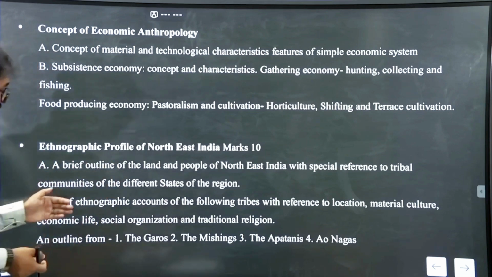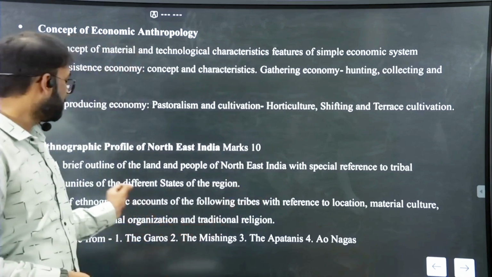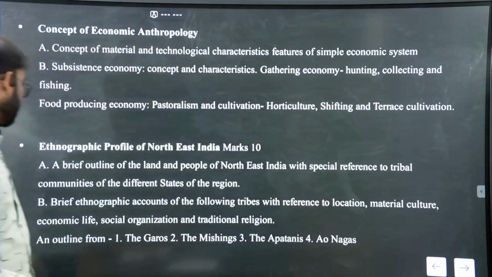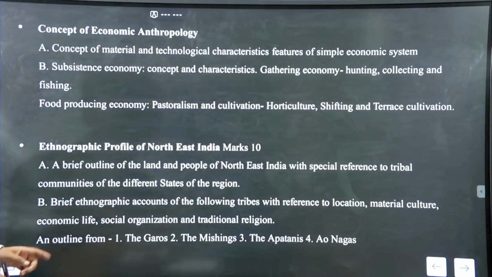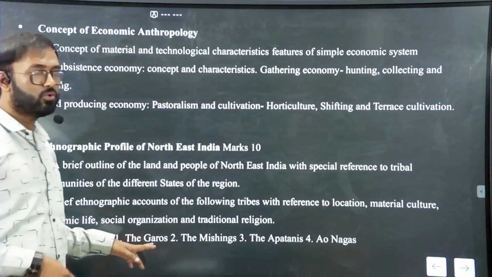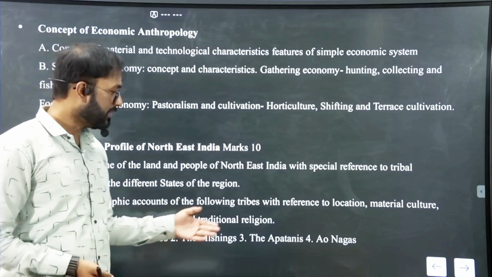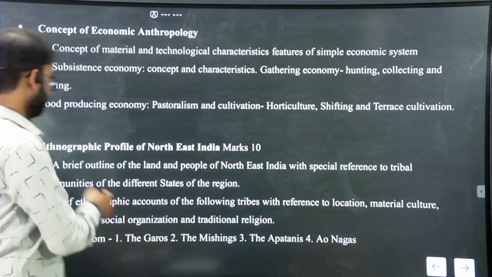And then the second one, brief ethnographic accounts of the following tribes. There are some tribes we have to study in detail with reference to location, material culture and economic life, social organization and traditional religion. The outline, from number 1, is Garo. So we have to study the ethnographic profile of Garos. Then we have to study Mishing, then Apatanis, and then Aonagas.